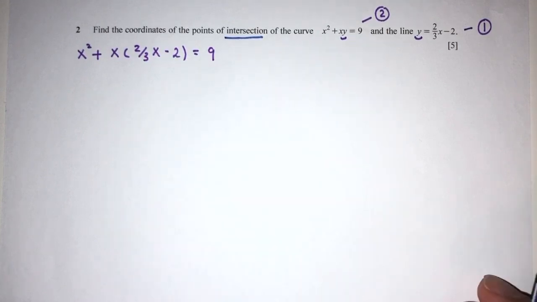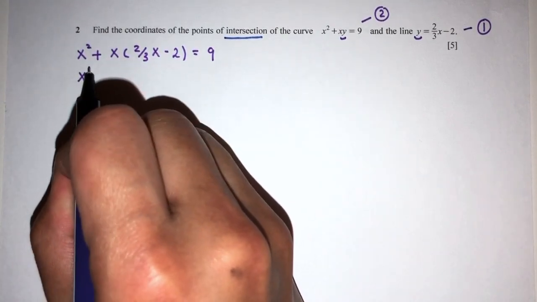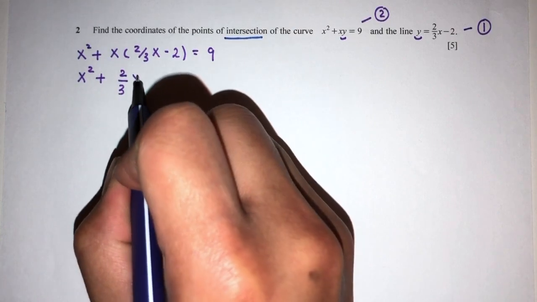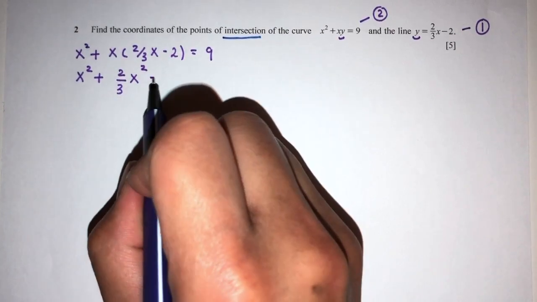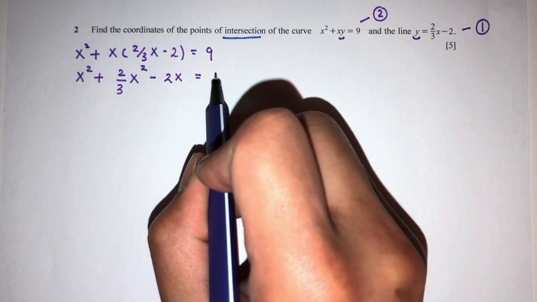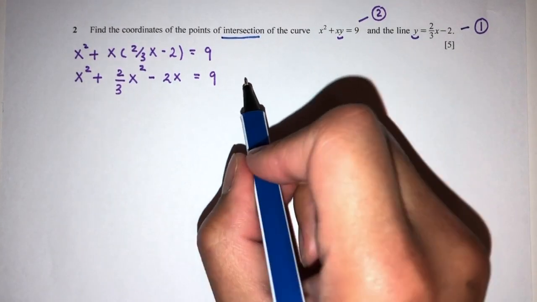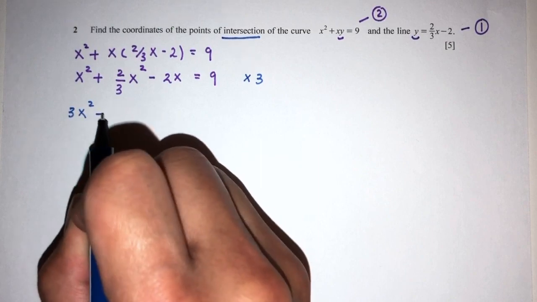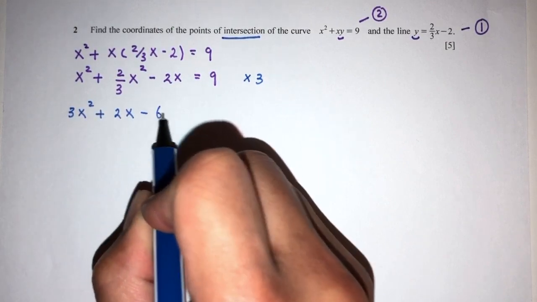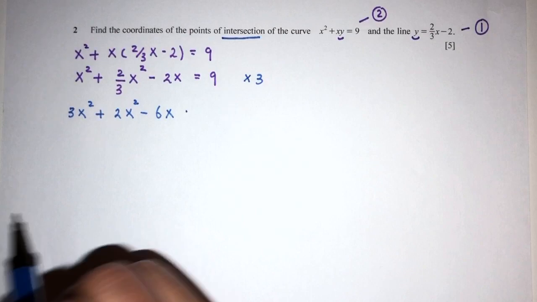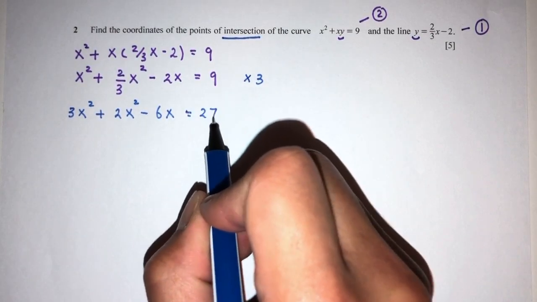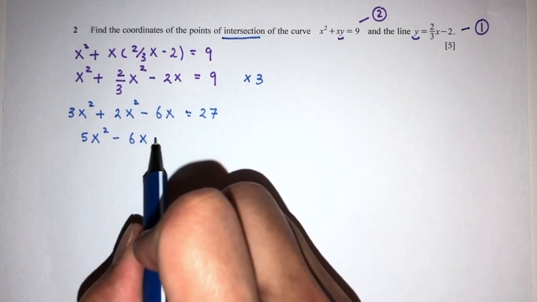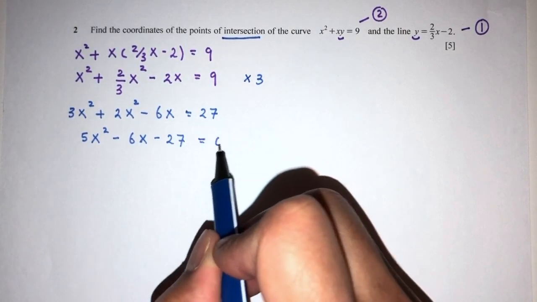Now we have to simplify. Let's see what do we get. We get this plus 2 over 3, that will be x squared, and then minus 2x has to be 9. Now we can multiply by 3 everywhere. To simplify, you will have 3x squared plus 2x squared, sorry, this will be squared. Minus 6x will be 27. Simplify, that will be 5x squared minus 6x minus 27 to be 0.